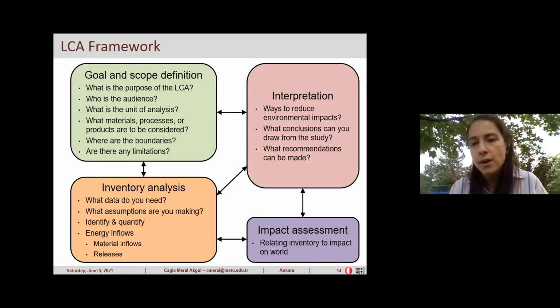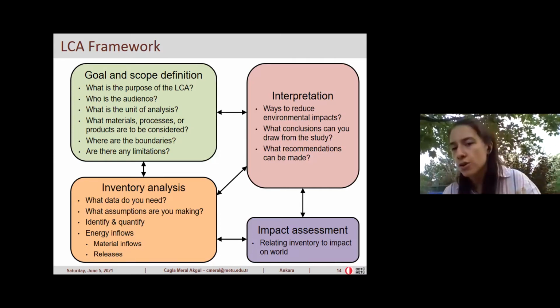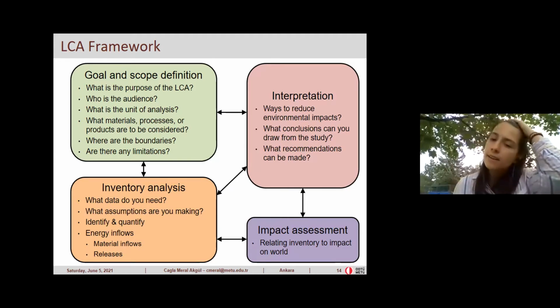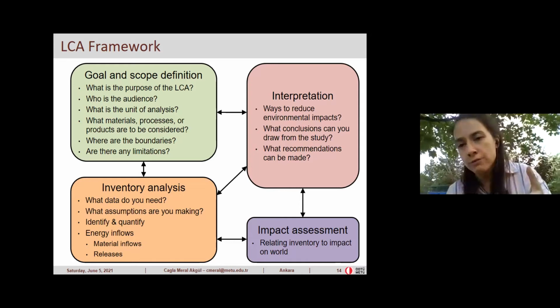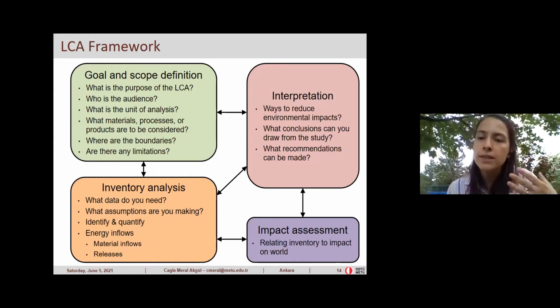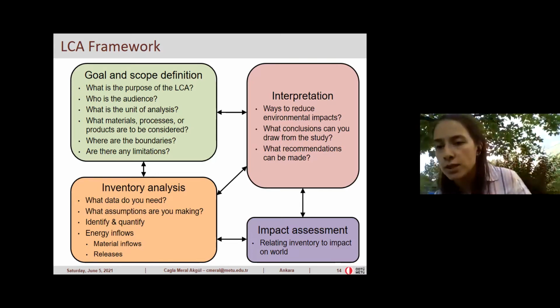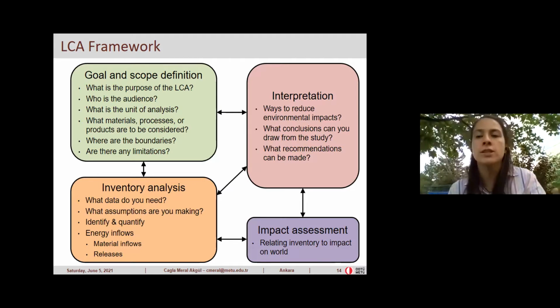And then we need to do an impact assessment. Once we have our outputs, either there are different types of emissions to air, emissions to water, solid wastes, all these things, we combine them and we do an impact assessment relating to the inventory analysis that we made. Finally, we put all these results in front of us and then we interpret them. How can I reduce my environmental impact for this product? What conclusions can I draw? What is my most critical stage in this particular production system? What kind of recommendations can I make?